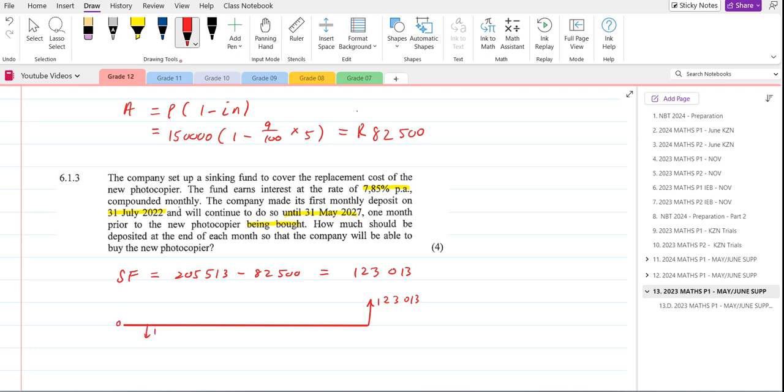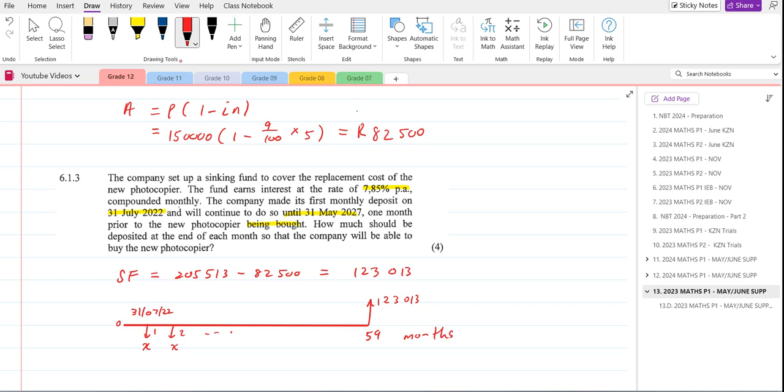Time period 1 is basically 31st July 2022, and that deposit is X, we don't know. The second month is also X, and he continues to do so until 31st May 2027. Sorry, 30th June, June has 30 days, 30th June will give me 60 months, but 31st May will give me basically 59 months.